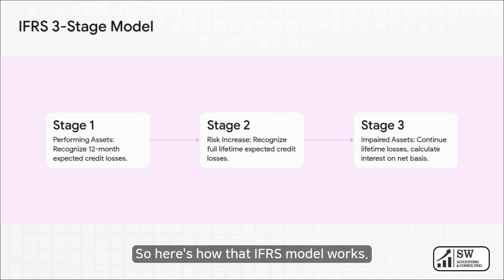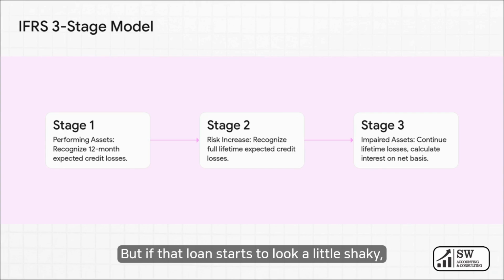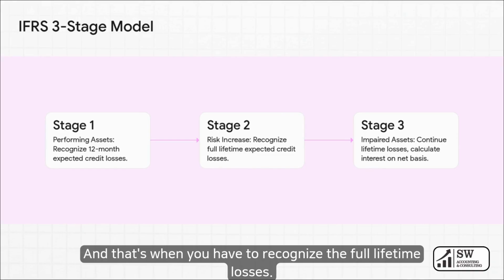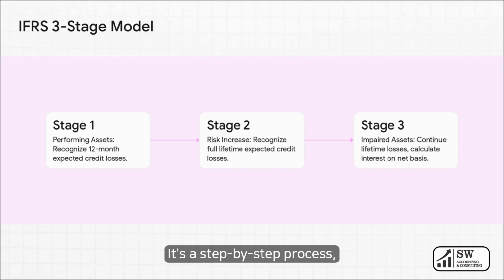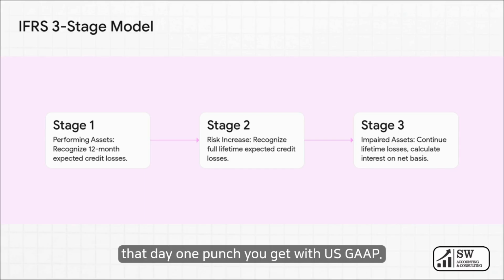So here's how that IFRS model works. Everything starts out nice and easy in stage 1, where you're only worried about the next 12 months of losses. But if that loan starts to look a little shaky, if the credit risk gets significantly worse, then you get bumped up to stage 2. And that's when you have to recognize the full lifetime losses. It's a step-by-step process, which can mean losses show up on the books much more slowly than that day one punch you get with US GAAP.